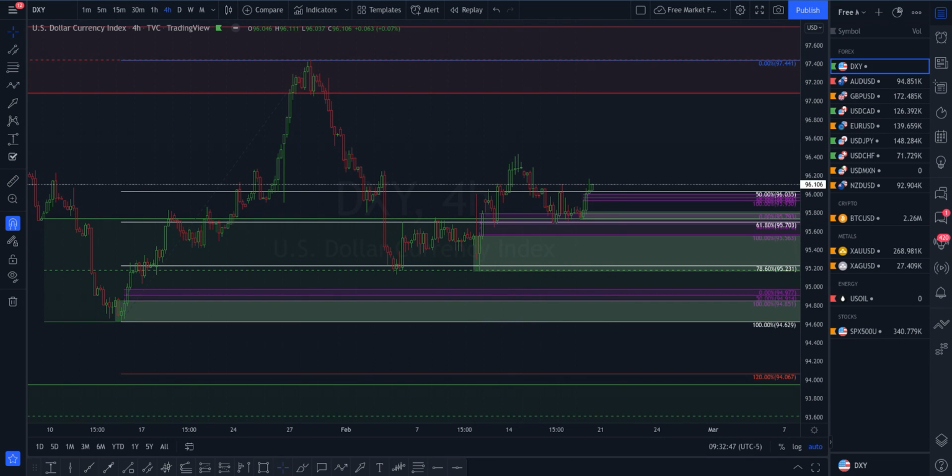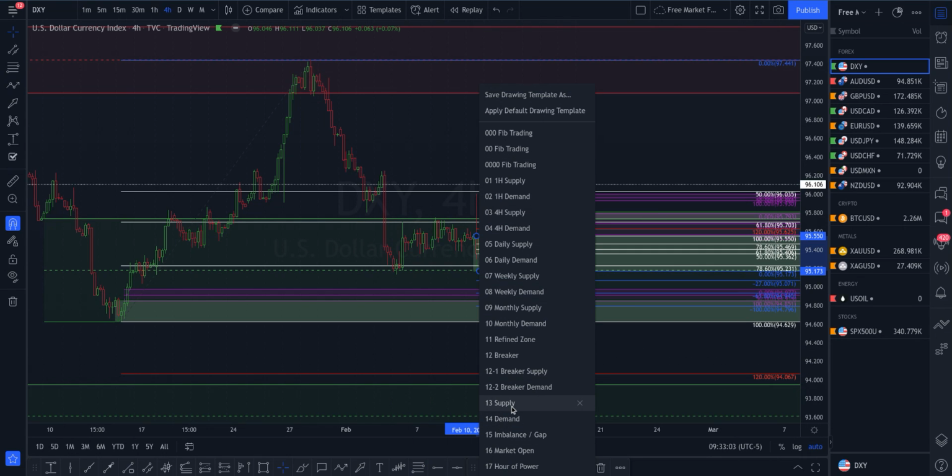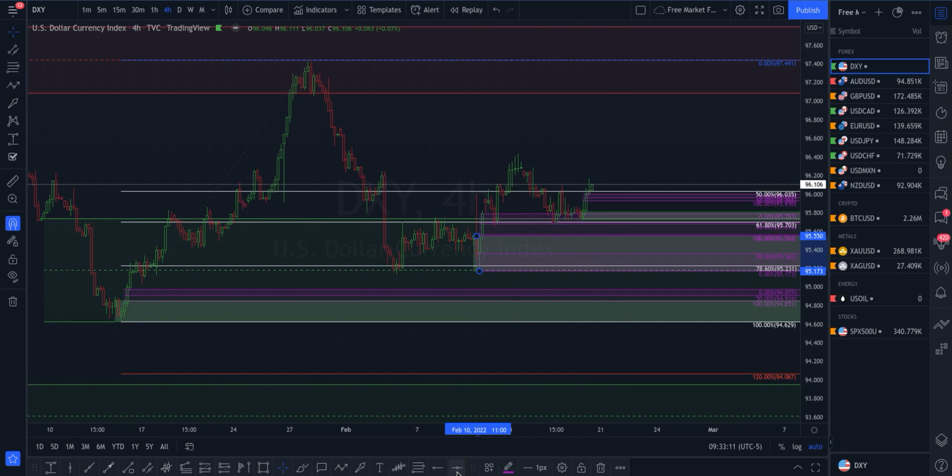So we can possibly take a look at jumping in on the 50% of this zone. Just for right now, I'm going to use this imbalance just so I can mark the 50%. So I would be looking for possible buy entries here.